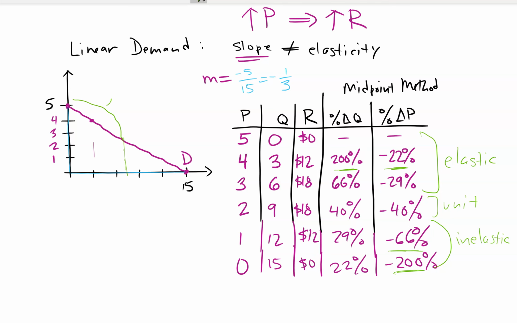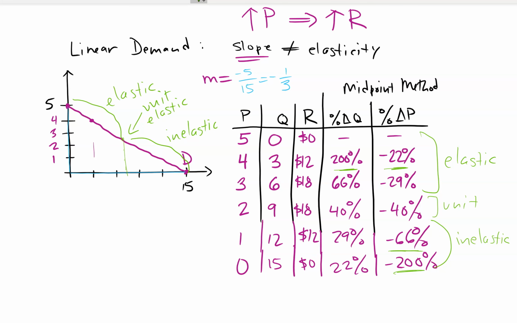And actually, this happens on every graph that's linear, every demand curve that's linear. There's a part that is elastic at the top. There's a part that's inelastic at the bottom. And somewhere in the exact center is unit elastic, okay? And we can also see that the revenue was going up when it was elastic, and then the revenue starts to fall when it's inelastic, right?